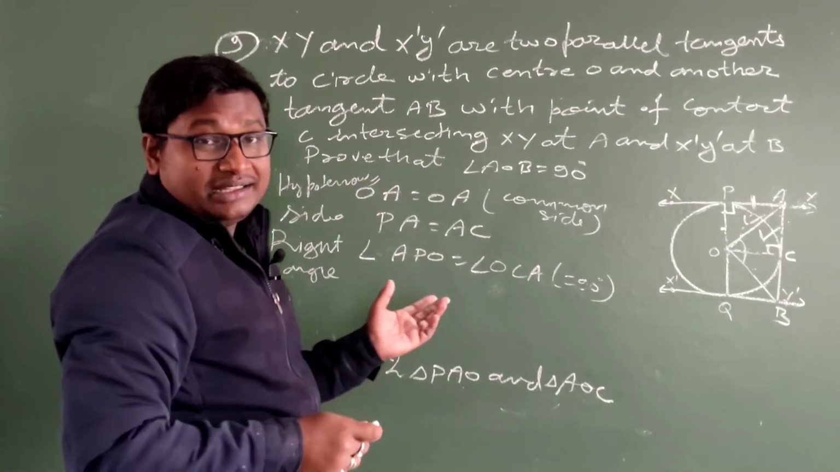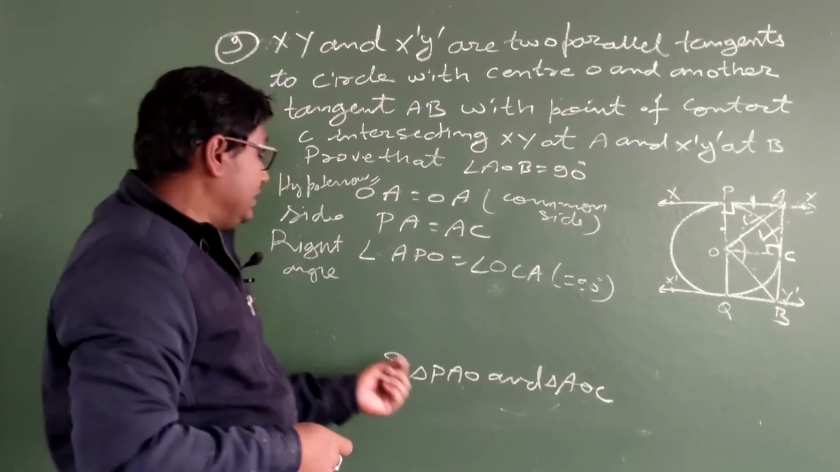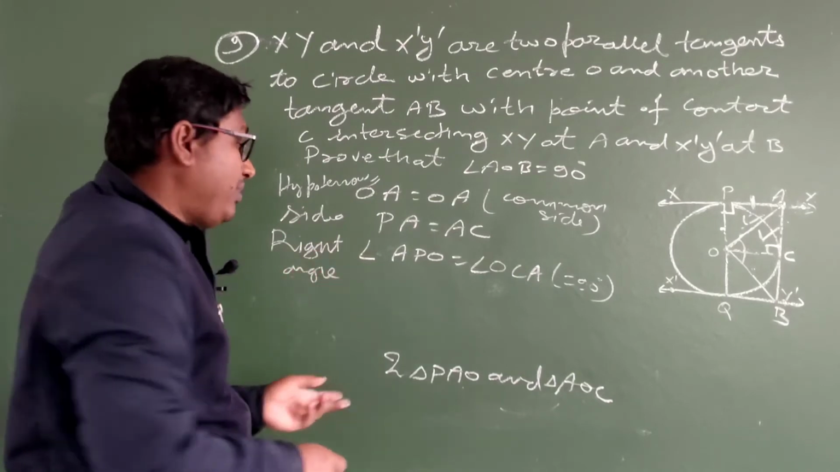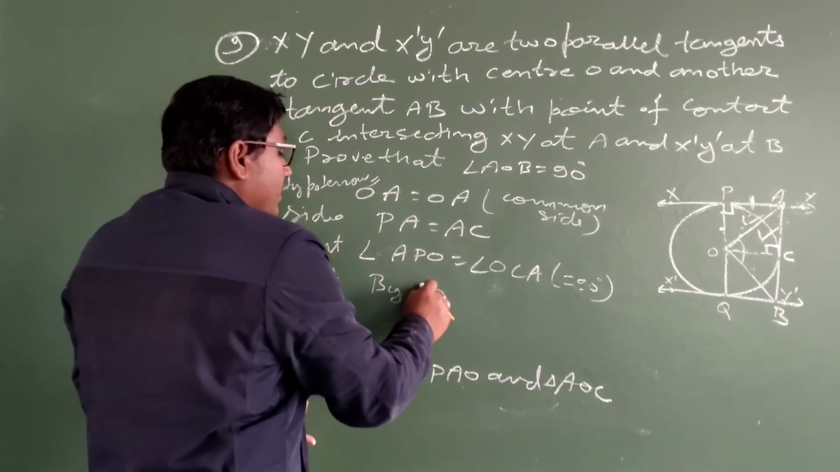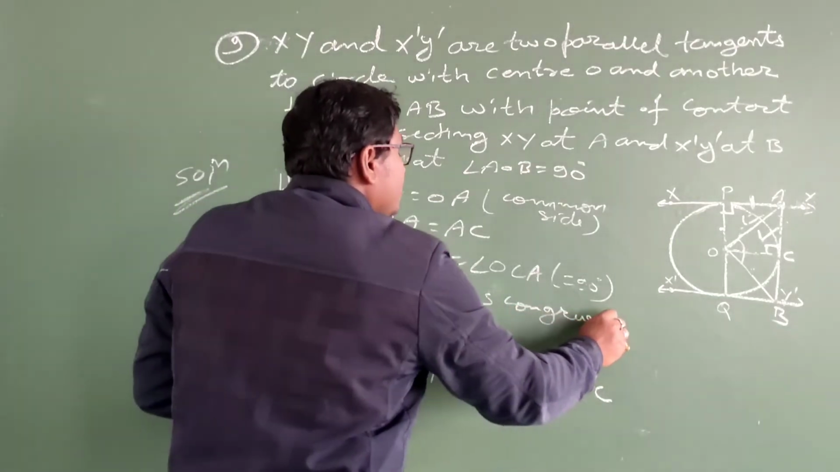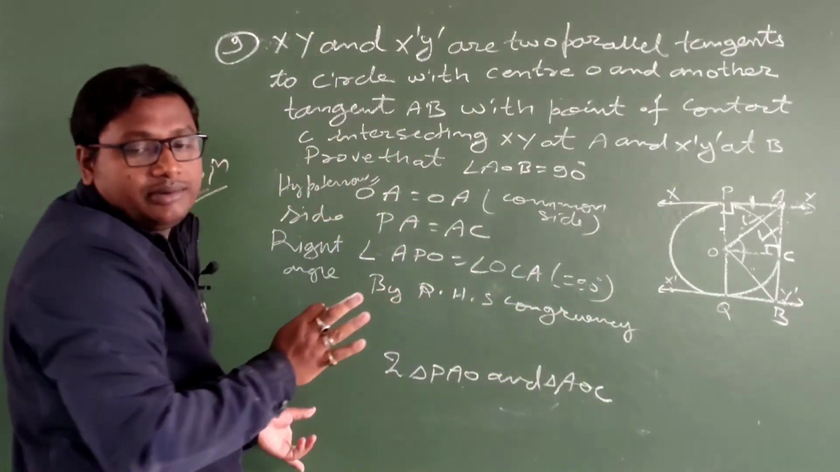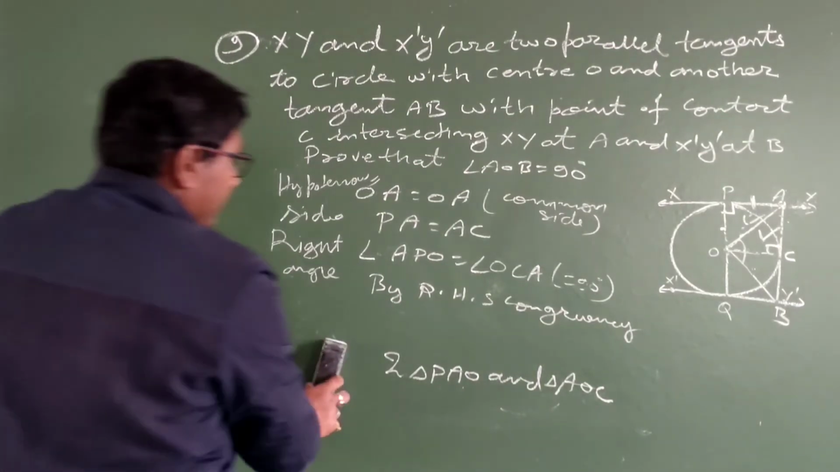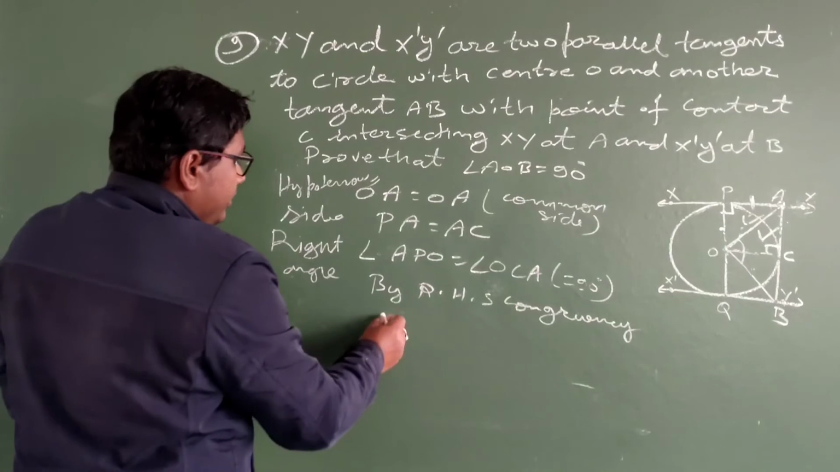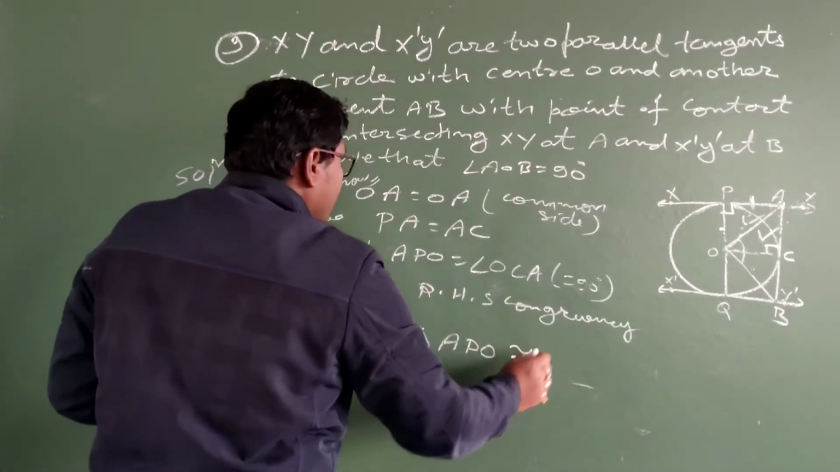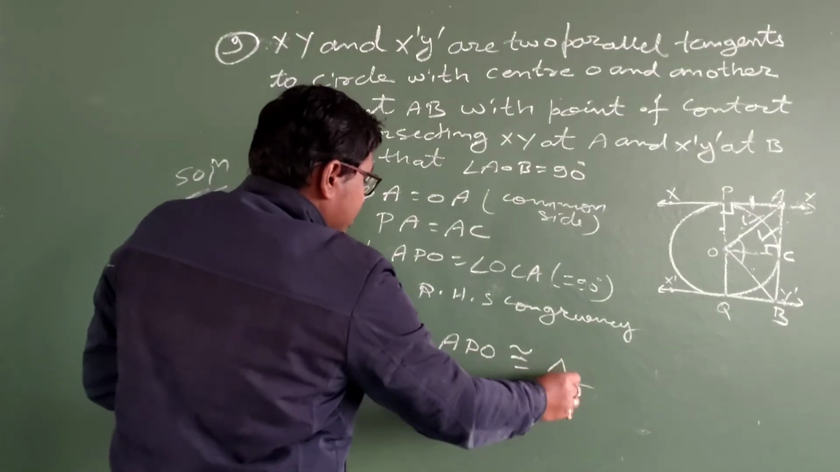So from which property will these two triangles be congruent? Right angle, hypotenuse, side, that is RHS. So by RHS congruency, these two triangles will be congruent. So therefore, triangle APO will be equal to which?